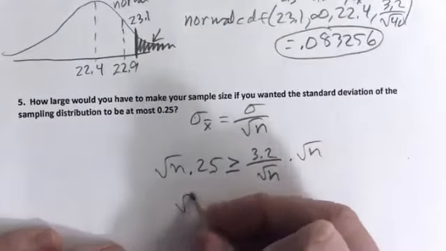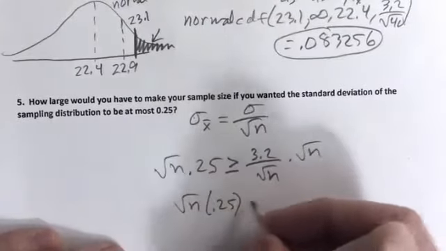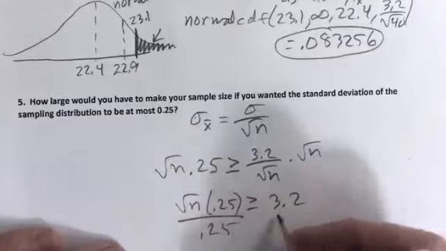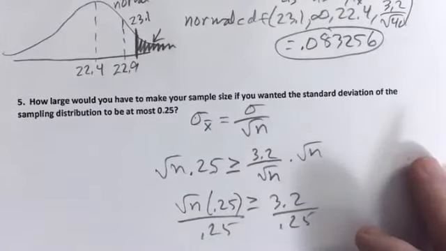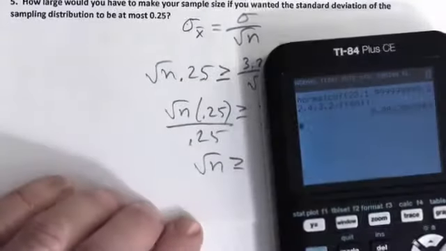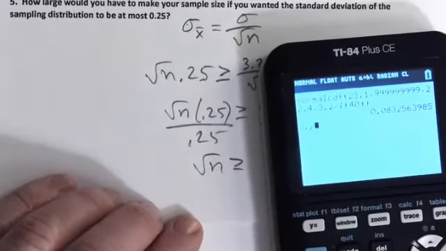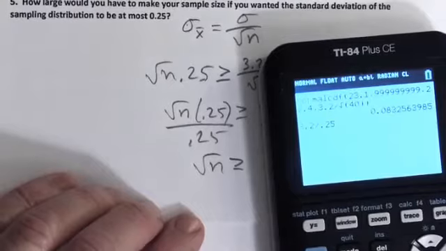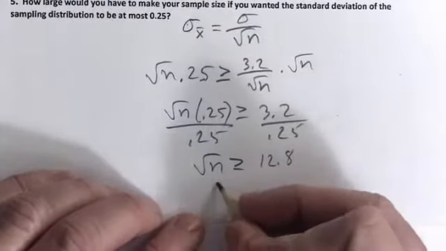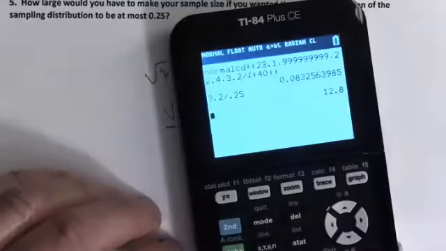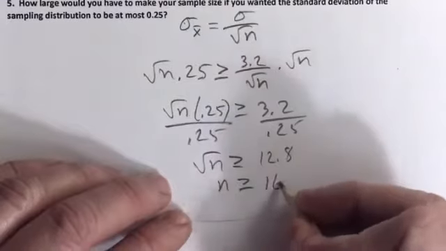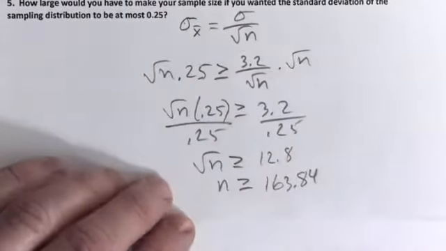And so I'd have the square root of n times 0.25 is greater than or equal to 3.2, and then just divide by 0.25 and let's see what we get. We would get that the square root of n is greater than or equal to 3.2 divided by 0.25, so that's 12.8. And then I square both sides. So n is greater than or equal to 12.8 squared, and I get 163.84. And so I just round that up.